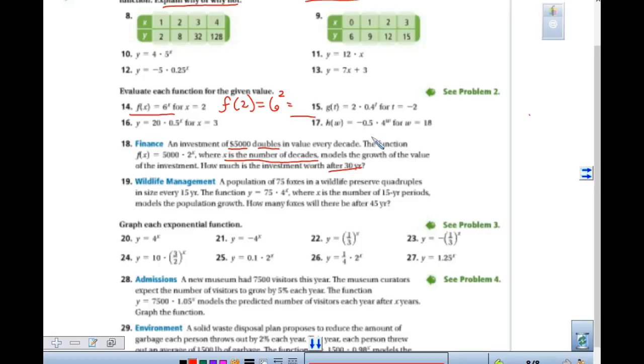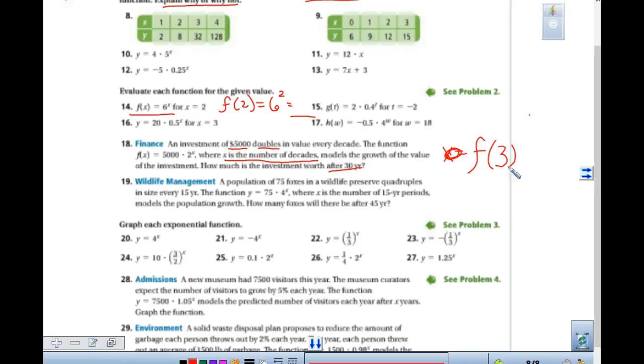X stands for decades, right? So when I go to solve this, and I'm going to do problem 18, I'm going to write down this equation, and I'm actually not finding f to the 30. I am really finding, in this problem, f to the 3, because 30 years is 3 decades, right? 30 years is 3 decades. So you just got to be careful.